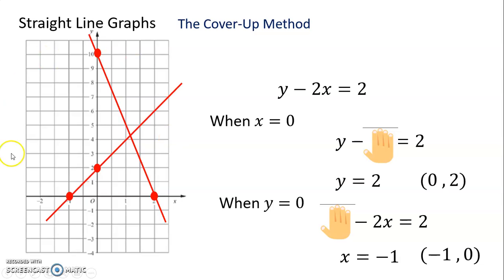And then I get a point of intersection right here, which looks like it's about 1.2 and perhaps 4.2.